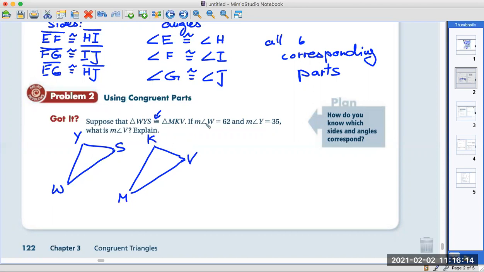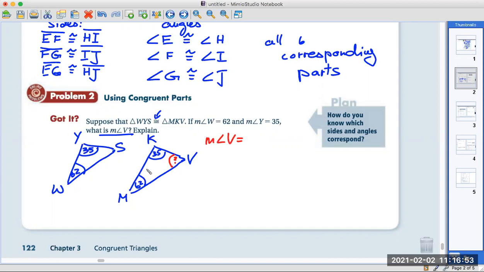And I got measure angle W is 62, so I'm putting that in here. And measure angle Y is 35. And because they're congruent, I know these are the same over here. The question is, what is measure angle V? This is what I'm looking for. So it's this triangle right here only served the purpose of telling me these two angles, and I can transfer them to this. The question is, what is measure angle V?